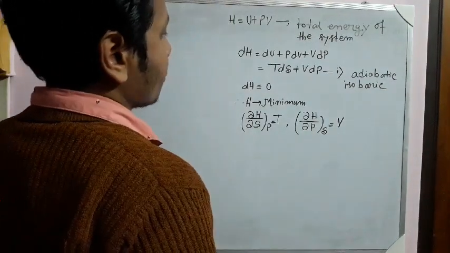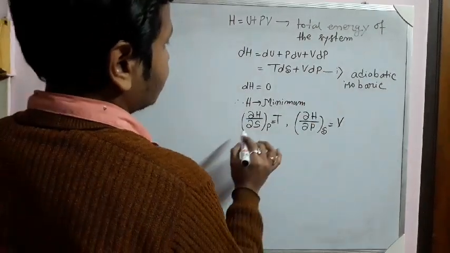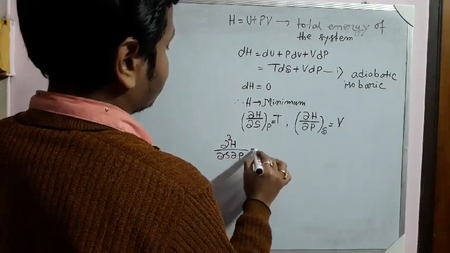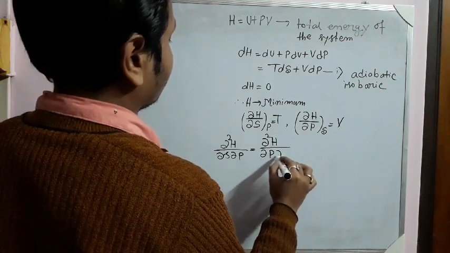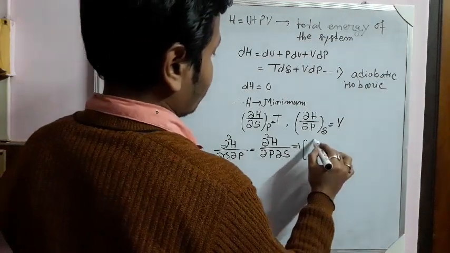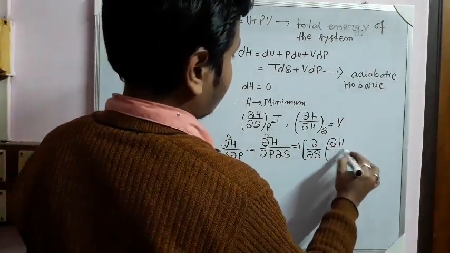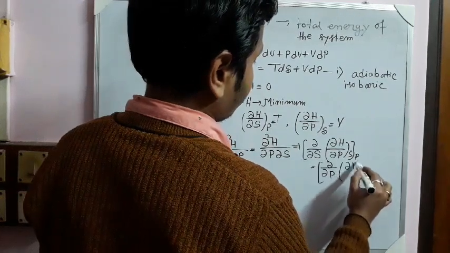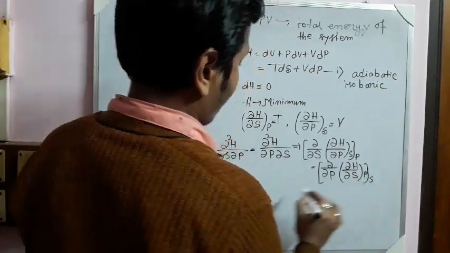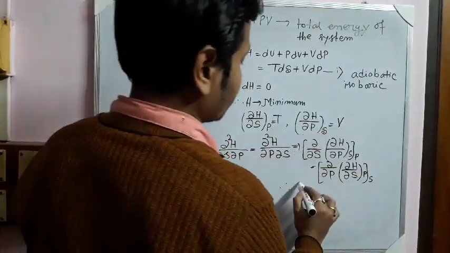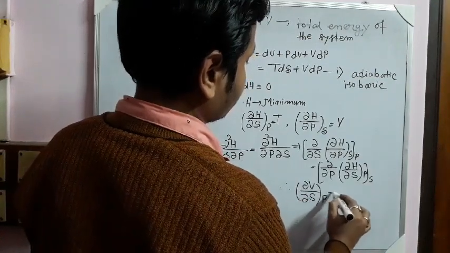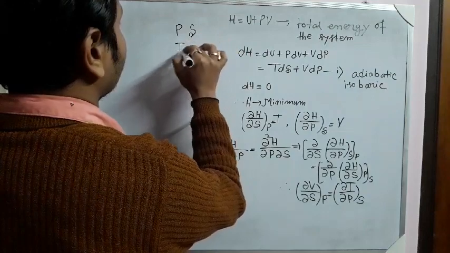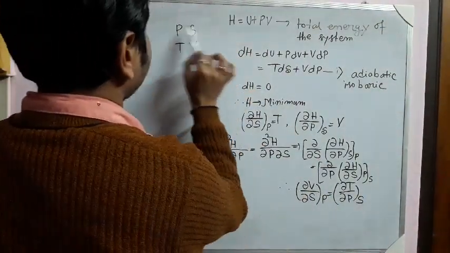Since dH is a perfect differential, we can write del 2H del S del P must be equal to del 2H del P del S. So we can write this term as del del S of del H del P at constant S, which equals del del P of del H del S at constant P. Del H del P at constant S is V, so we can write del V del S at constant pressure equals del T del P at constant S. So again, starting from the concept of enthalpy, we get another relation, that is (del T/del P) at constant S equals (del V/del S) at constant P.